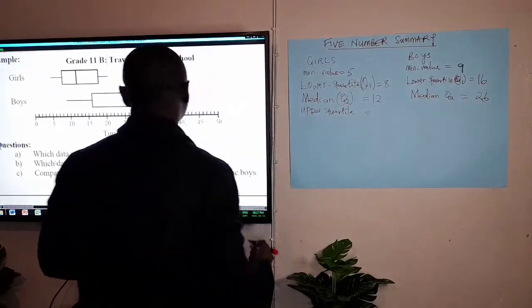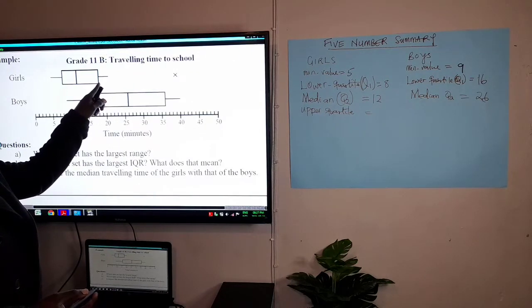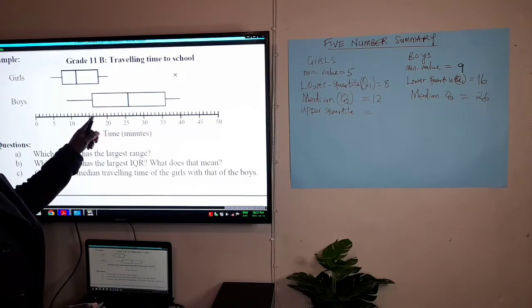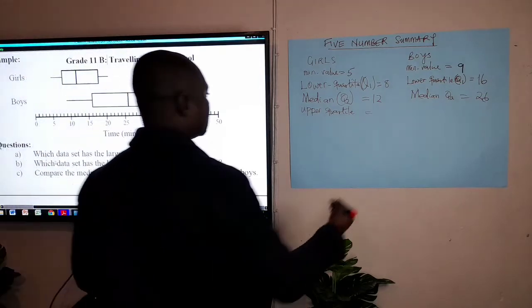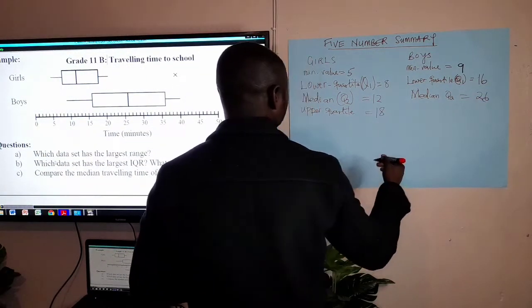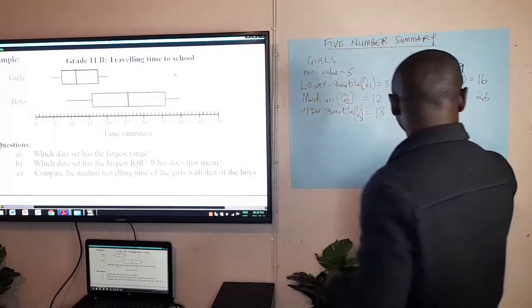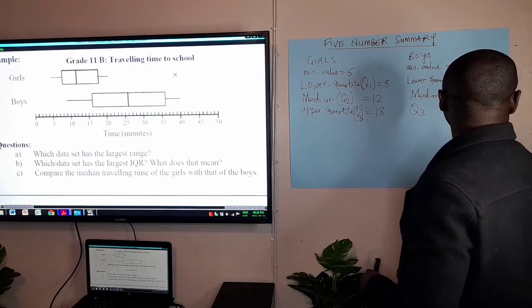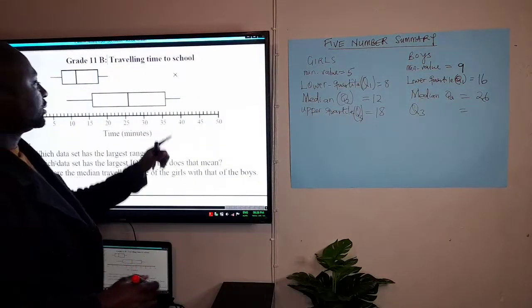So our upper quartile here for the girls, you trace it from the end part of the box from the right, and that gives you 15, 16, 17, 18. So 18 is our upper quartile for the girls. And then the same upper quartile, which is Q3, don't forget to write it. So our Q3 here is equal to, let's look at the upper quartile for the boys, it's 36, and that is it.